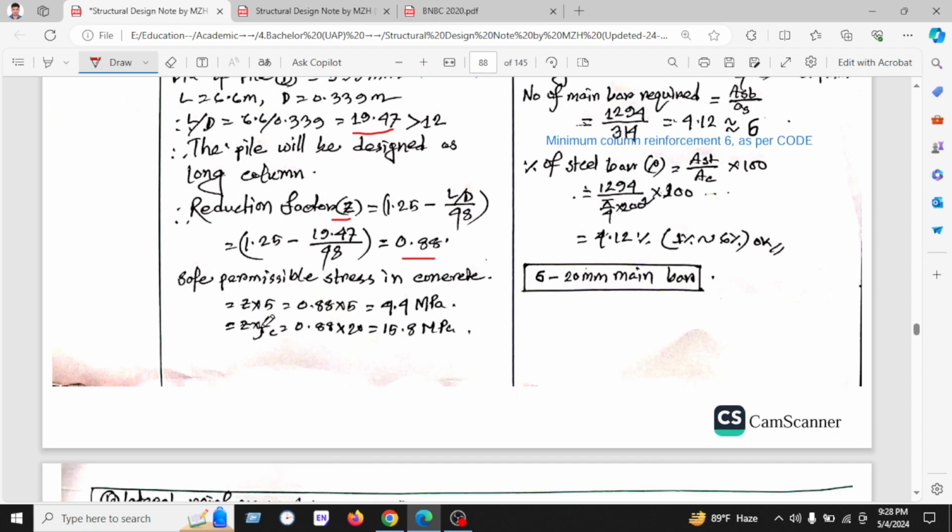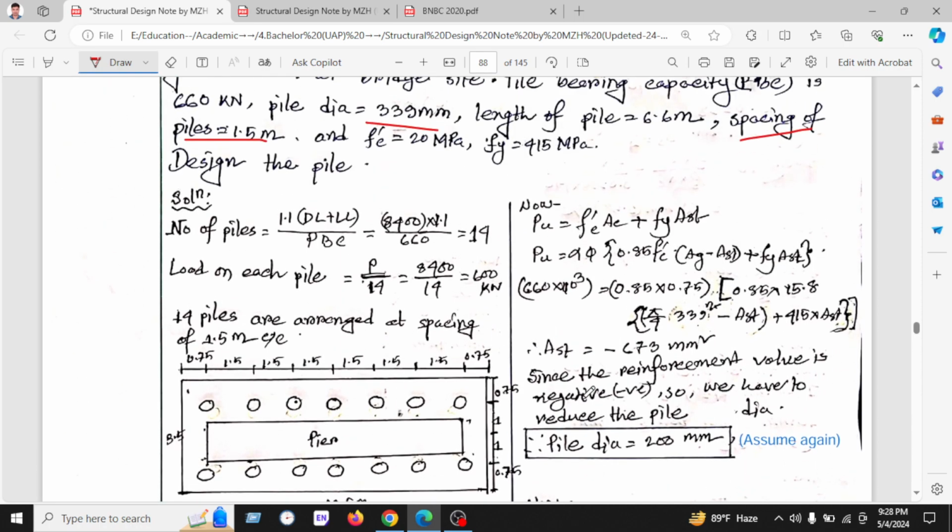The safe permissible stress in concrete is the reduction factor times 5, and we have found 4.4 MPa. Another permissible stress is the reduction factor times f prime c, the compressive strength, and we found 15.8 MPa. So let's start the pile design.